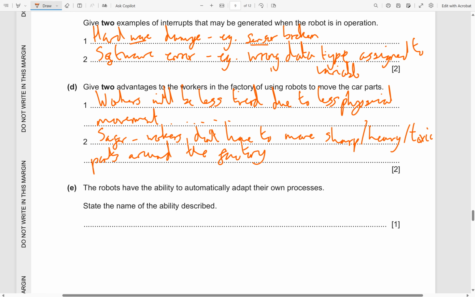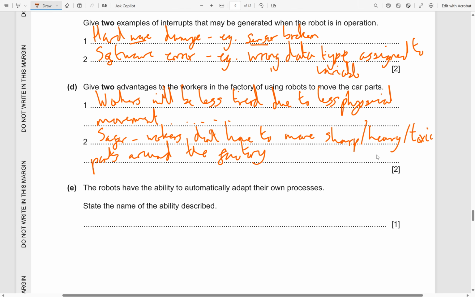And then I think some other ones they often say for this. Of course, if they're talking about the factory, the advantage is that it's cheaper in the long term because you don't have to pay the workers. You buy the robot once, then it operates 24/7 independently. So that's probably another one you could say: the robots can operate 24/7, even if there's no workers there.